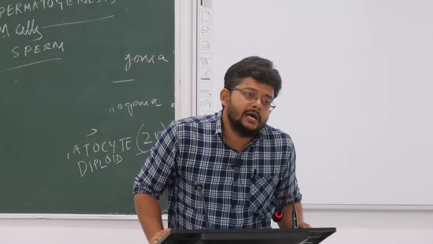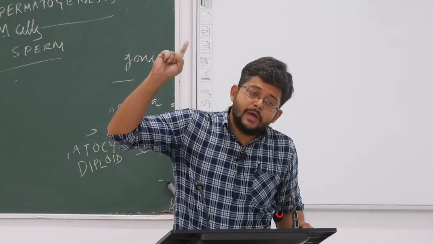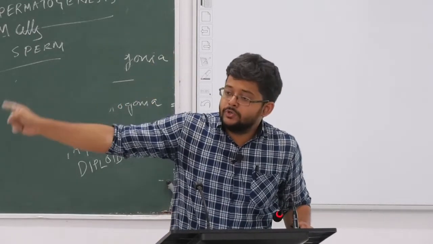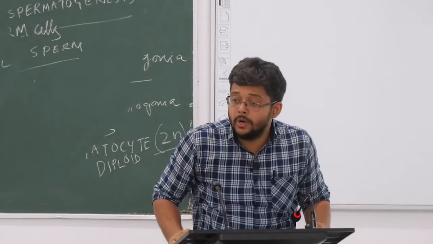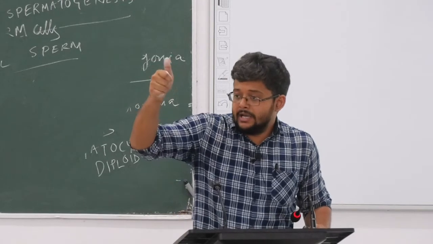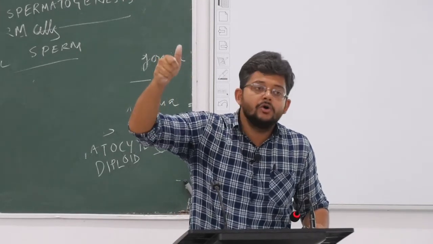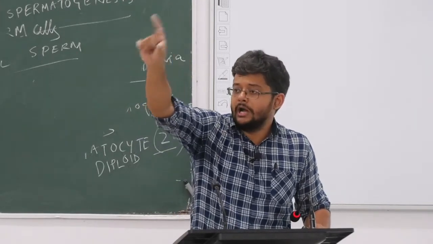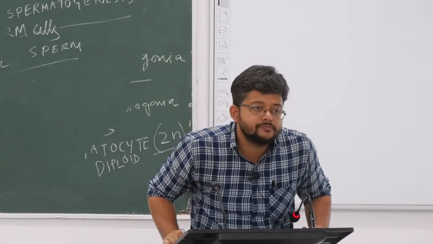Okay, the next point is spermatogenesis, from the first germ cell up to the ultimate spermatozoa. How many cells are produced? 64. From one initial primary cell, 64 ultimate cells are produced.